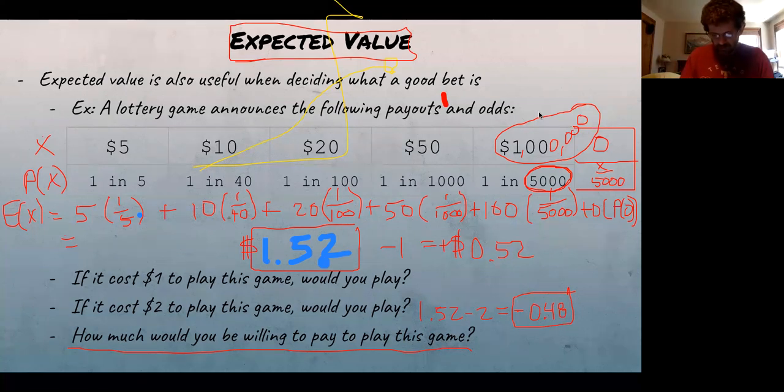But of course, subjectively, you might say, I don't think I'd pay more than $1 because, you know, if I paid $1.40 and only won 12 cents on average, that's not really worth my time. So anyways, as long as you're not going above 1.52, mathematically, that's kind of the way we approach it. All right.